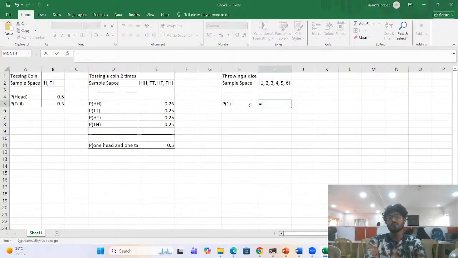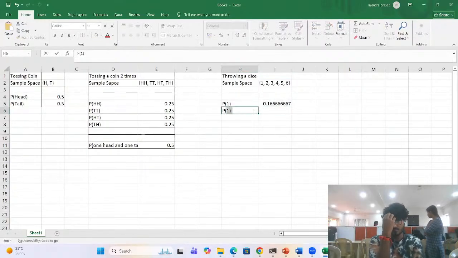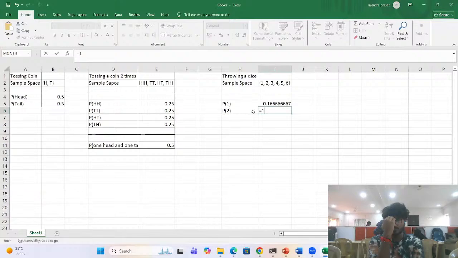So what is this? Number of favorable cases divided by total number of cases. 1 divided by 6. So 1 divided by 6. Okay. Next, what is the probability of getting 2 as an outcome? Same, number of favorable cases is 1, divided by 6.